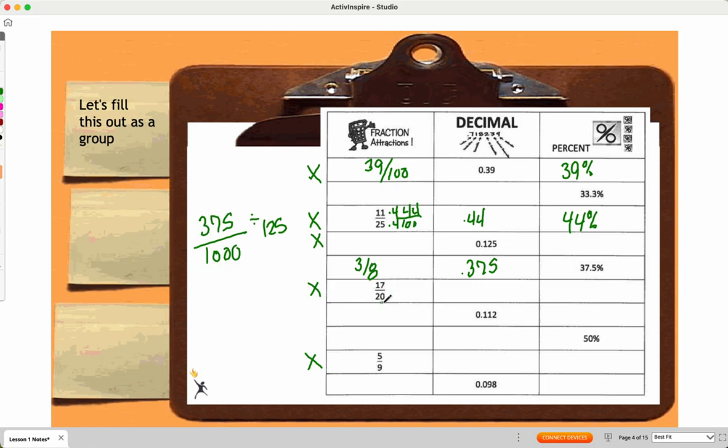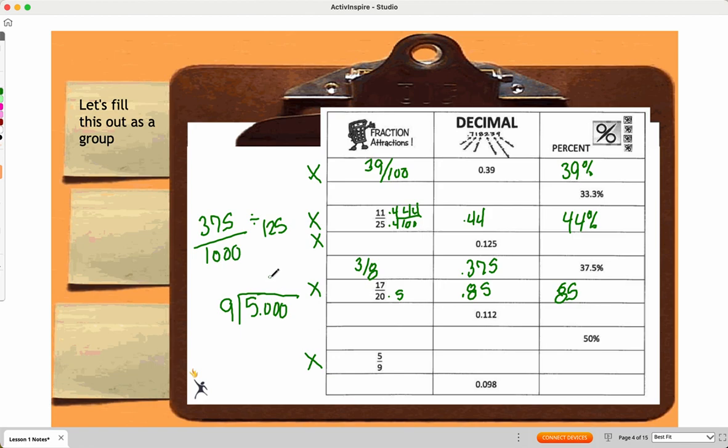If I do 17 over 20, this time I'm multiplying it by 5, so this becomes 85 hundredths, and then 85%. And then my last one down here, 5/9. Now, converting 5/9, the only way to really do this, I can't turn 9 into 100. There's no way I can make that work. So I'm going to do 5 divided by 9. Drop my decimal. I'll go ahead and go out 3 decimal places just to see what I've got.